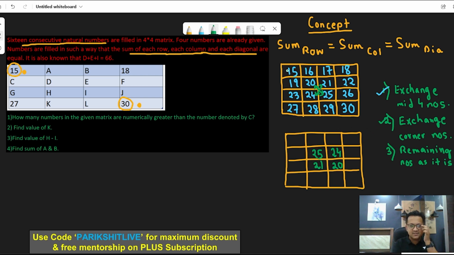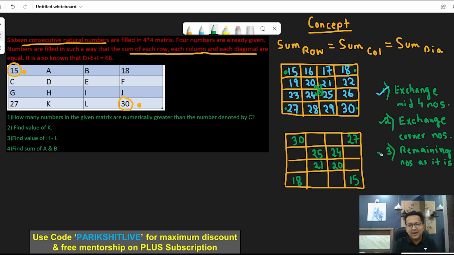Step 2, exchange the corner numbers. What are the corner numbers? 15 and 30 are the corner numbers, and 27 and 18 are the corner numbers. So let's exchange them. 15 and 30, please exchange. In place of 15, write 30. In place of 30, put 15. Similarly, 18 and 27. In place of 27, put 18. In place of 18, put 27.